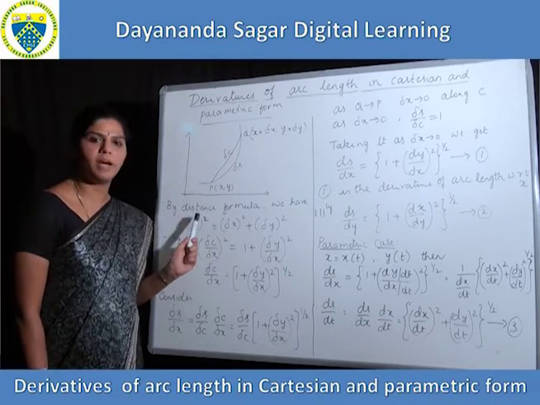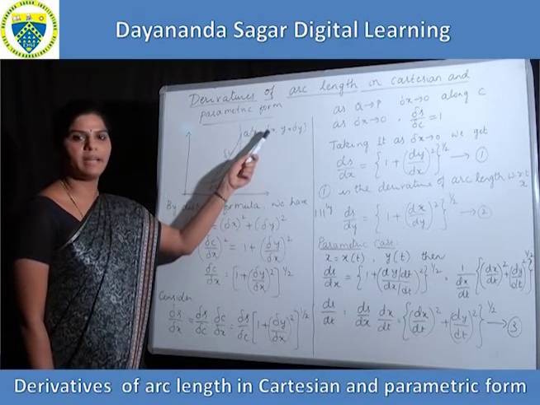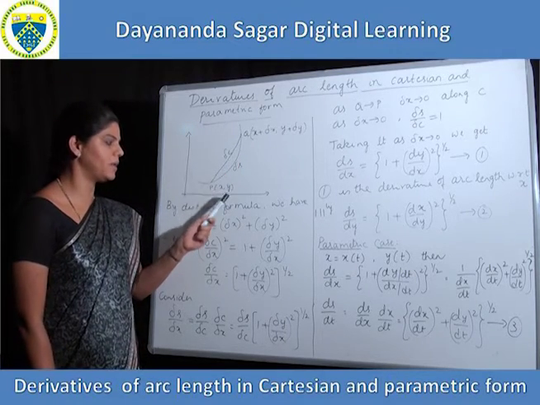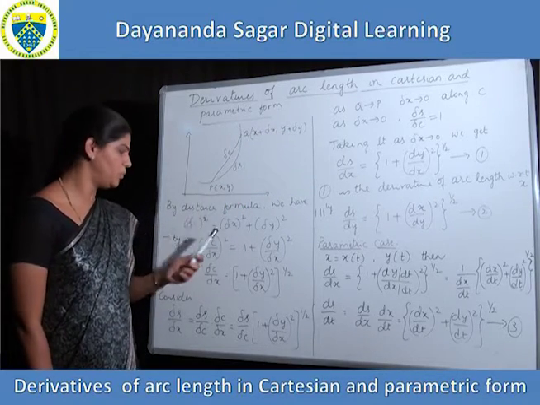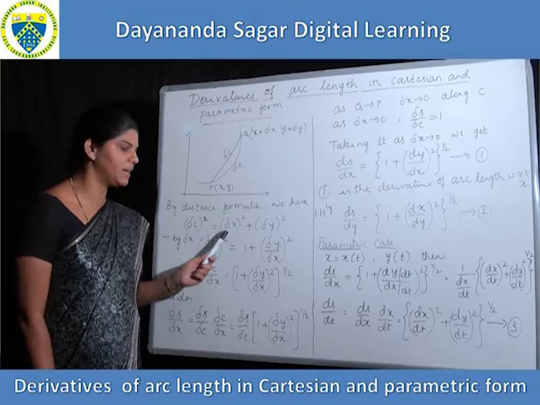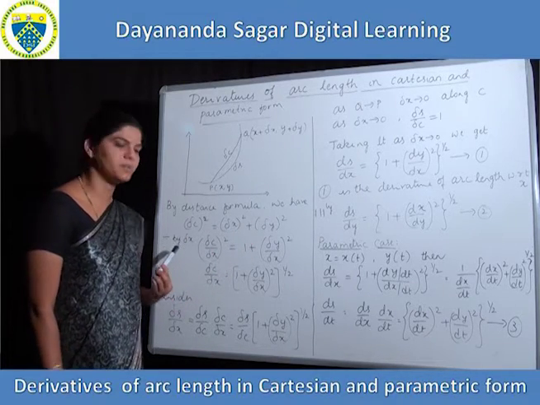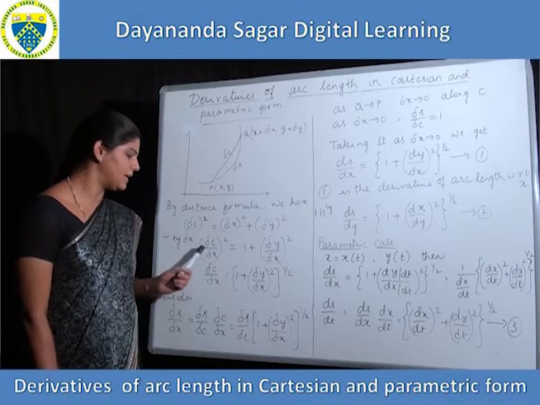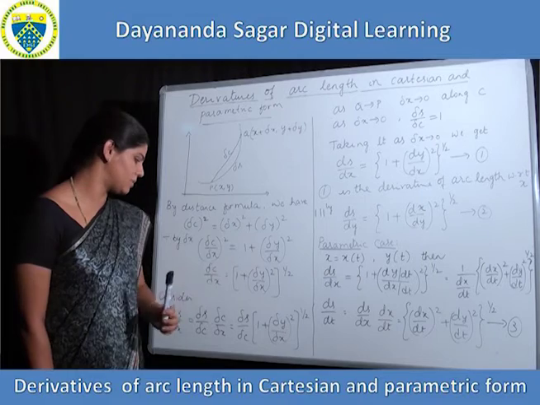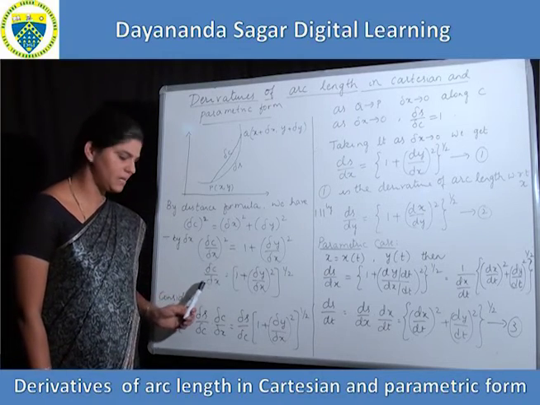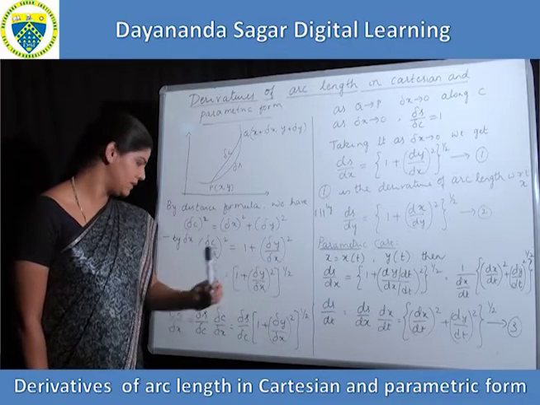Now by distance formula, we have delta C equal to the square root of (x plus delta x minus x) whole square plus (y plus delta y minus y) whole square. So we get delta C whole square equal to delta x square plus delta y whole square. Now I'll divide throughout by delta x. So I'll get (delta C by delta x) whole square equal to 1 plus (delta y by delta x) whole square. So from this we get delta C by delta x equal to (1 plus (delta y by delta x) whole square) whole to the power half.